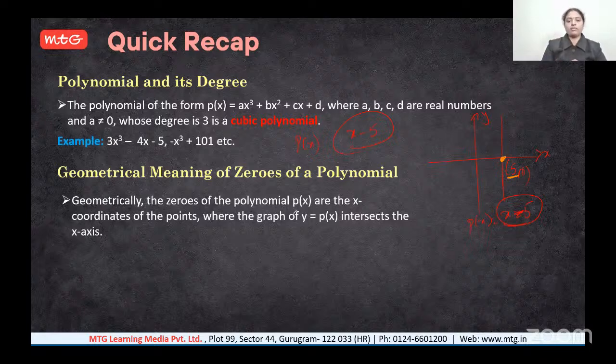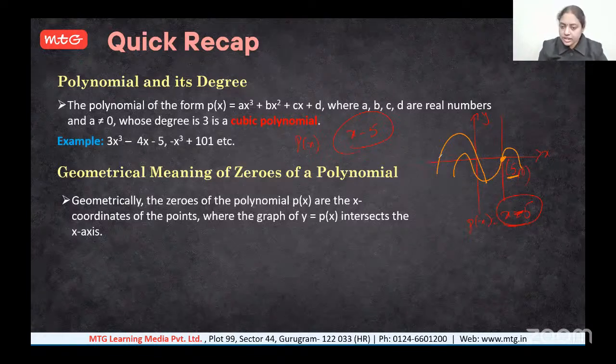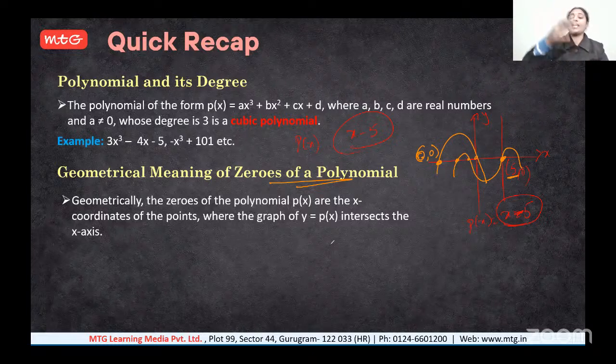Whatever polynomial you have, just look at its graph. Where is it cutting the x-axis? The graph may cut the x-axis somewhere here, or somewhere like this. Wherever the graph is cutting the x-axis, in all those points, pick the x coordinate. Obviously, the y coordinate is going to be 0 because it is on the x-axis. So the x coordinate of this point is nothing but a zero of your polynomial. Now the question arises, how many zeros will there be? It depends on how many places the graph of that polynomial is cutting the x-axis.